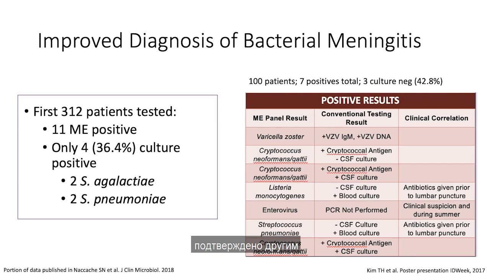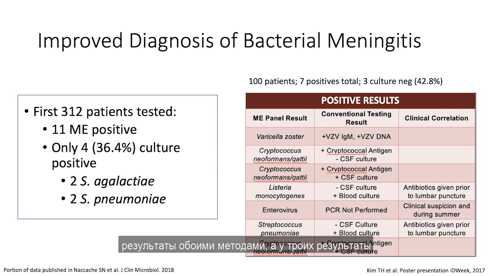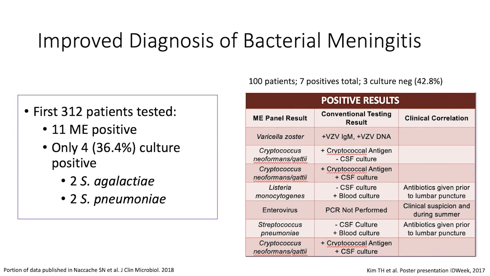And this was corroborated by another institution in Los Angeles, LA County, which sees the majority of adults. They found the same thing for the first 100 patients that they tested. 7 were positive in total, and 3 of those were culture negative, including a Listeria, a Strep pneumoniae, and a Cryptococcus.